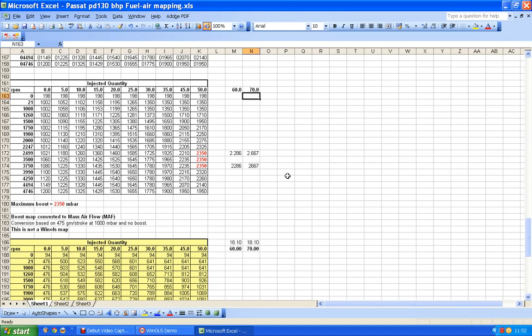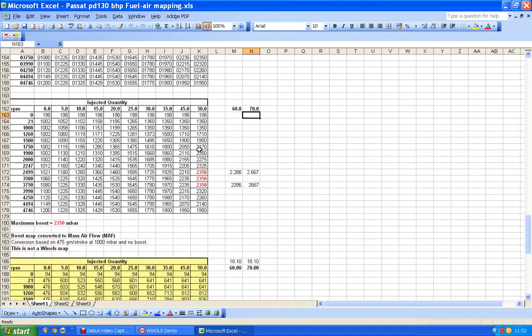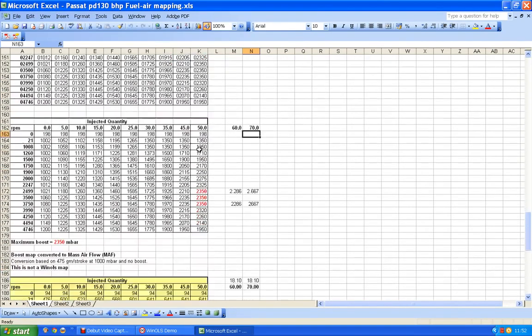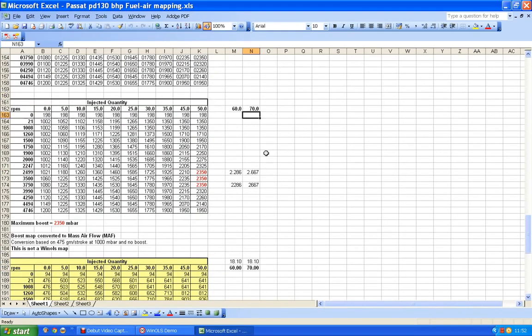It will work. 70, different ball game. 2667, not going to work, is it? We are going to have 2667, and we haven't got 2667. So we are going to need a new column for boost, and that new column is going to have to reach 2667.